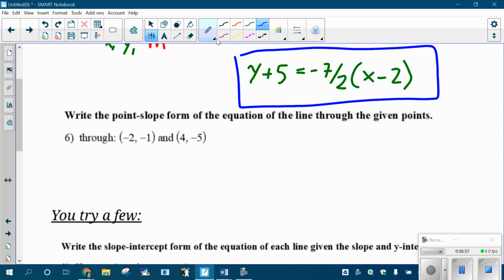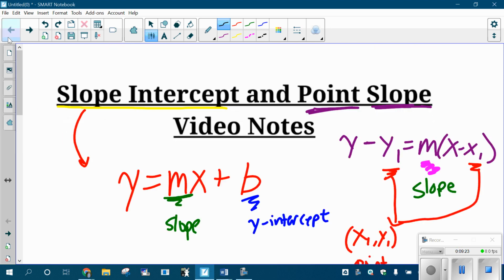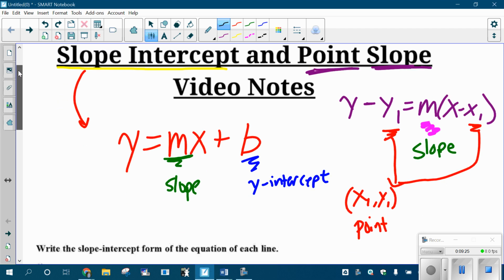A little bit tricky. Write the point-slope form of the equation of the line through the given points. Wait a second. I get that I have a point. I'll call that x1 and y1. But if I'm trying to do point-slope, I need the slope. Well, they don't tell me the slope. I've got to calculate the slope.